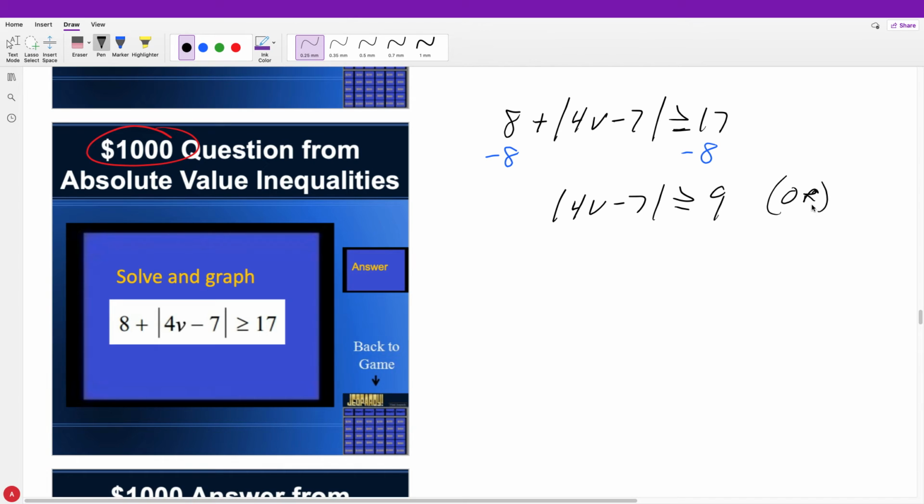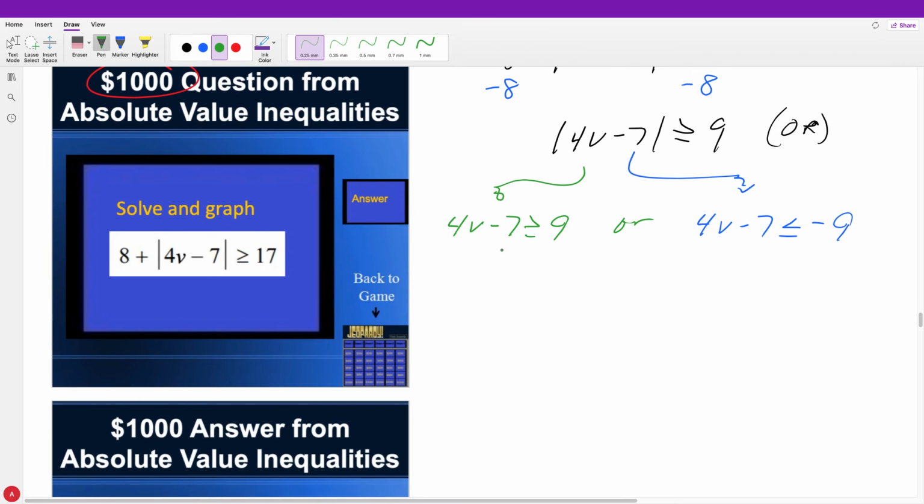It's greater than, so it's going to be an or statement. This is going to generate two separate inequalities. 4v minus 7 is greater than or equal to 9, or, and this is where we then make it negative, 4v minus 7 is less than or equal to negative 9. So we can't flip it and make it negative until we isolate.